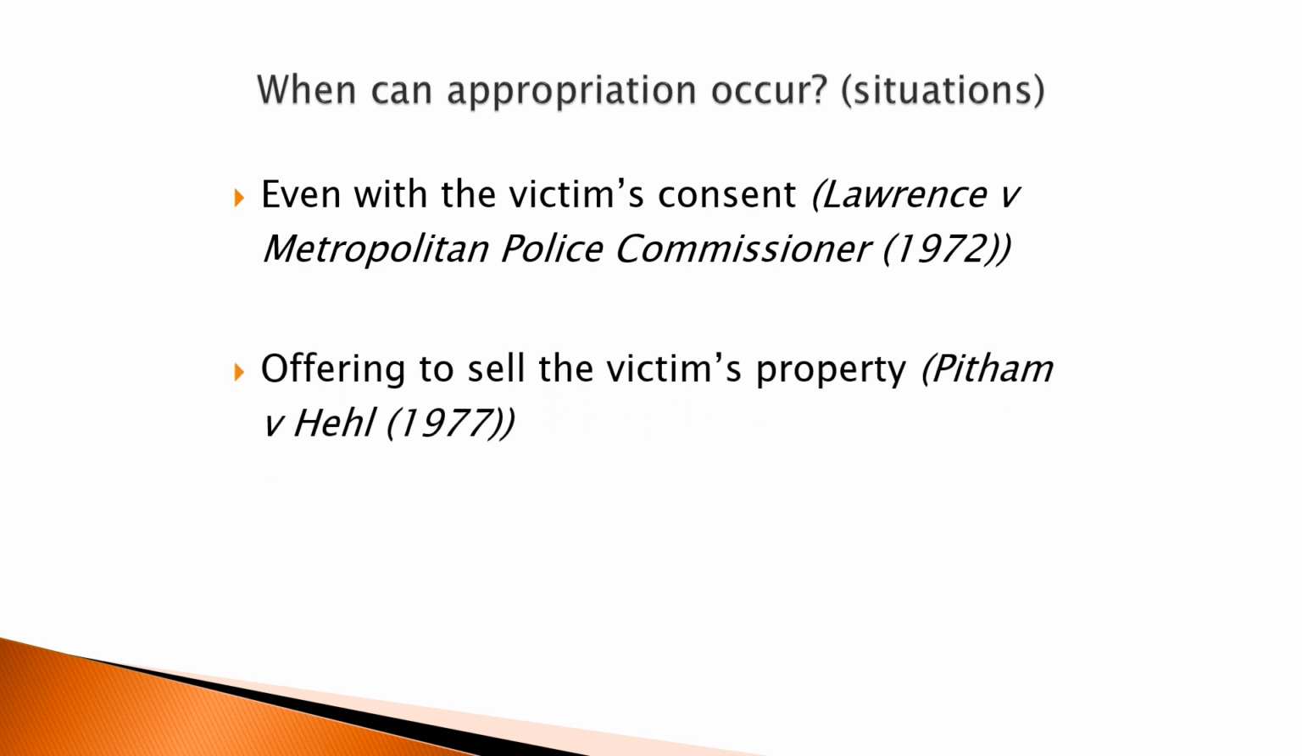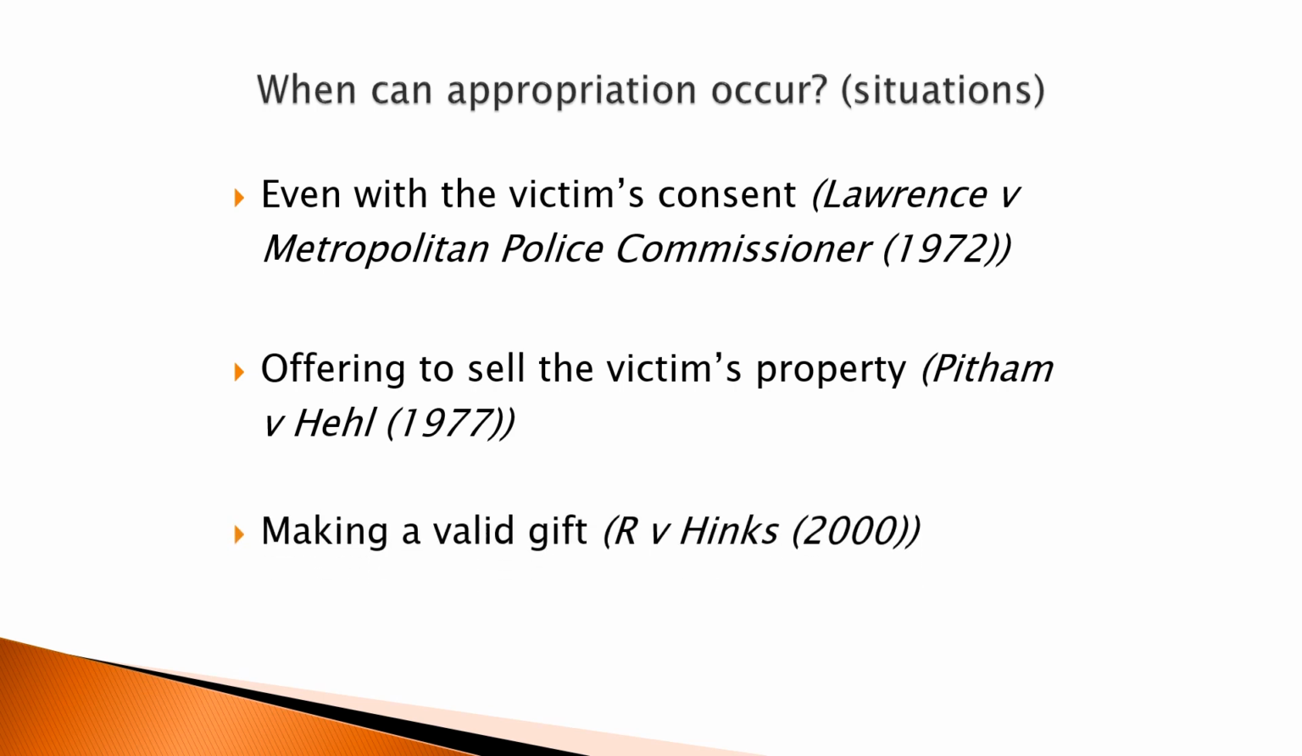The case of Pitham and Hell. In this case, the defendant sold furniture belonging to a friend who was in prison. And this defendant, selling the property belonging to his friend, actually wasn't able to sell any. But what the court said was that the offering of selling property was enough to be an appropriation. So even if any hadn't been sold, this was still an appropriation here. So it shows you how wide you can assume the rights of the owner, by offering to sell the victim's property.